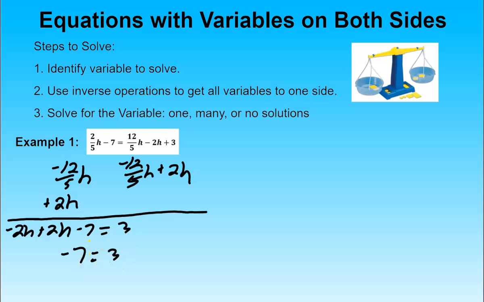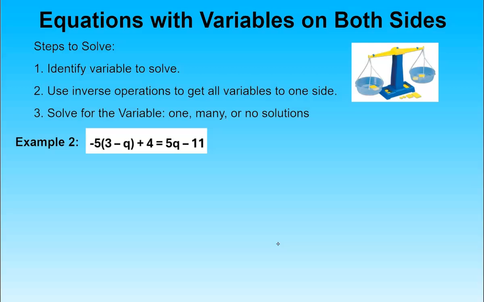Now negative 7 cannot equal a positive 3. So that would mean this is an example where I have no solution. And to be more specific, I would have no real solution. I could have an imaginary number, but we're not going to worry about the imaginary numbers right now. So both sides are not equal, so I can have no real solution.